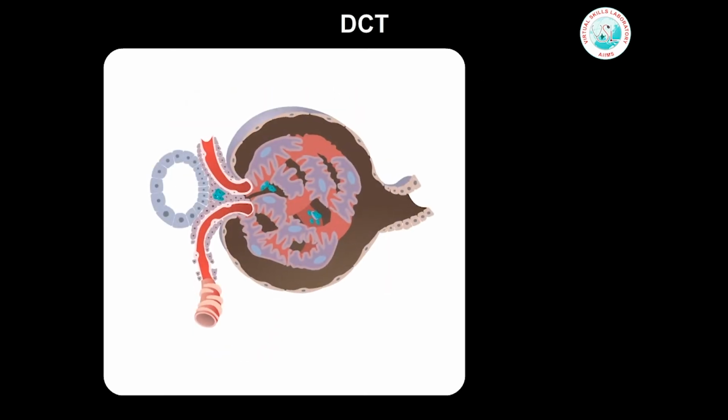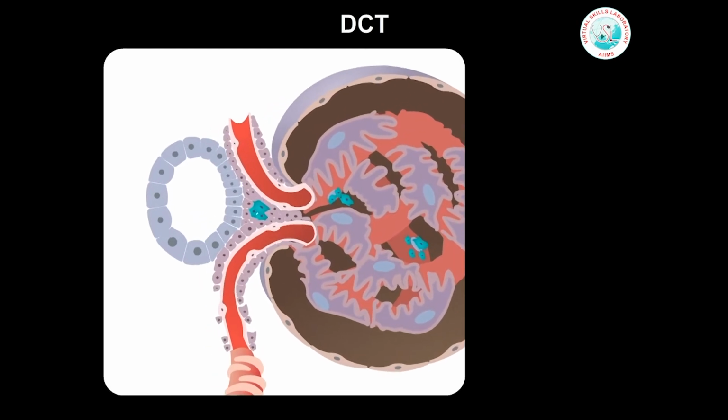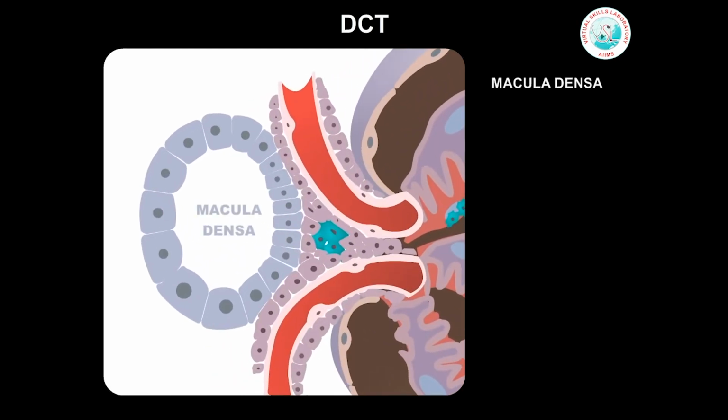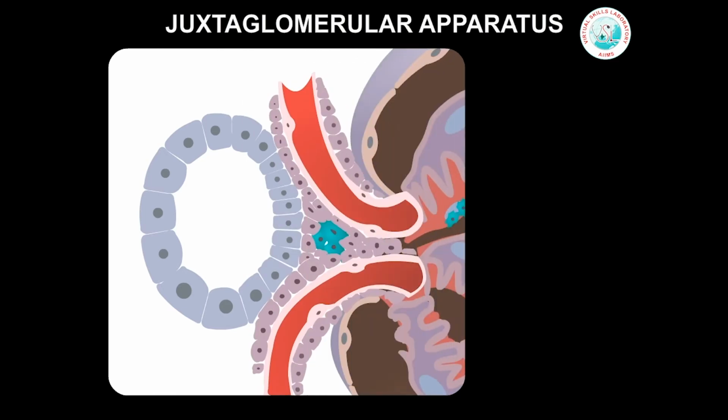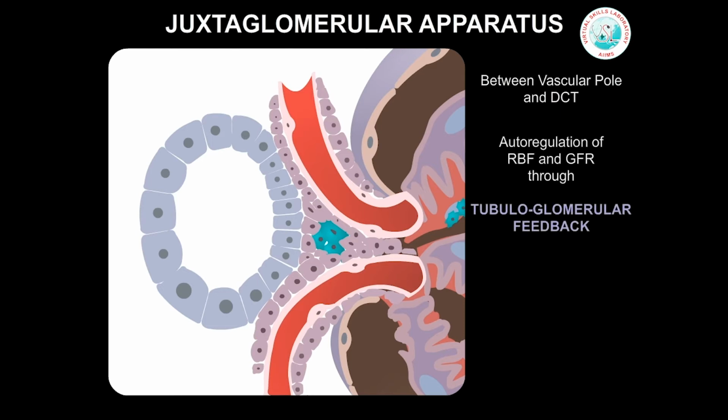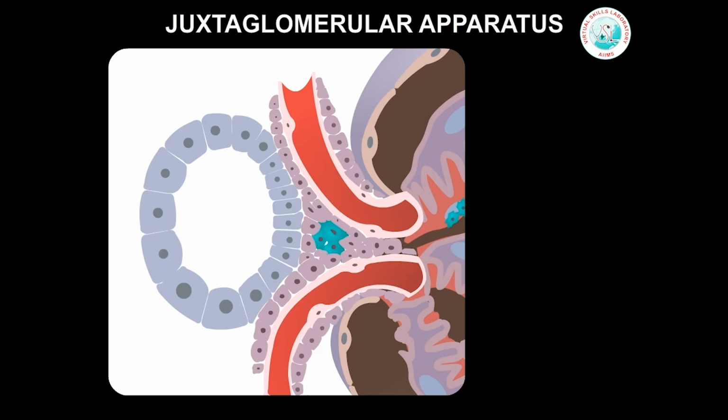The point where the DCT contacts the afferent arteriole of the renal corpuscle is called macula densa. This portion is lined by tightly packed columnar cells with reversed polarity. Here comes in the juxtaglomerular apparatus. It lies within the vascular pole of the glomerulus and the DCT of the same nephron. Its major function is autoregulation of renal blood flow and glomerular filtration rate through a mechanism known as the tubuloglomerular feedback, which will be discussed later.